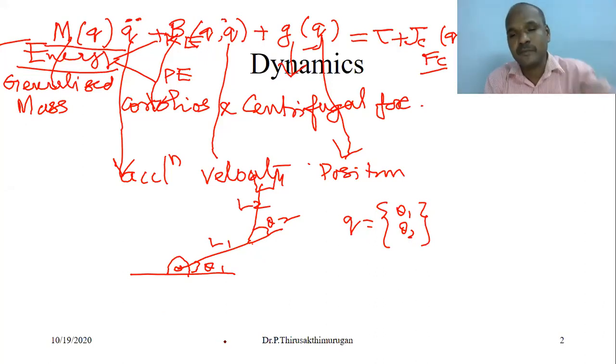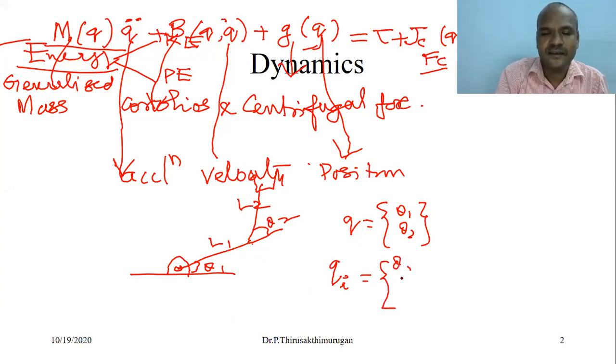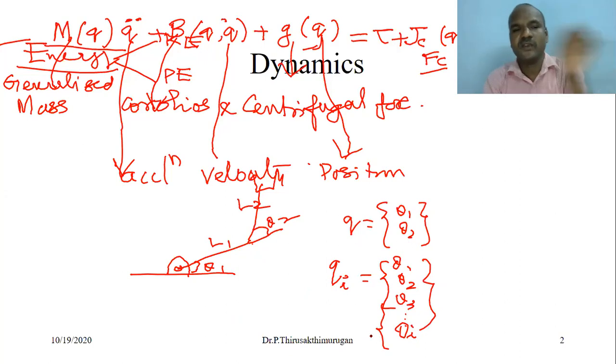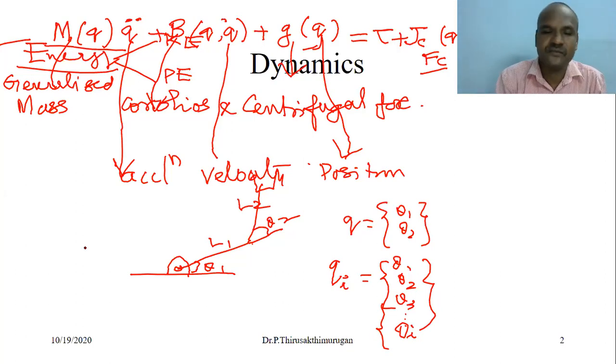If there is an n-link manipulator, n links, say 6-link or 7-link, then it is called the generalized joint parameter. In that case, we substitute Qi, i equal to 1 to n. So theta 1, theta 2, theta 3, etc., theta i. This is for an n-link manipulator. So this is the representation of the equation. This M of q, q double dot is nothing but the second order dynamic equation. So this is the representation for robot dynamics.